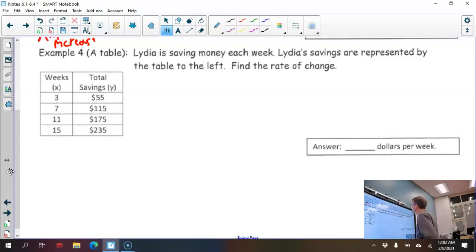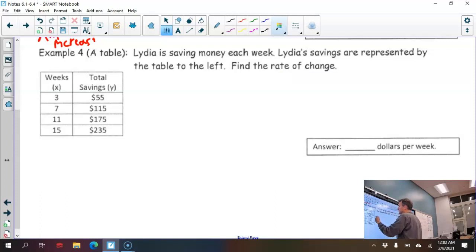So it says here, Lydia is saving money each week. Lydia's savings are represented by the table to the left. Find the rate of change. So we just went over how to do this one last notes, right? This table is a little tricky because it doesn't go by ones. So it's a little tricky to find how much it increases each time, but we can do it.